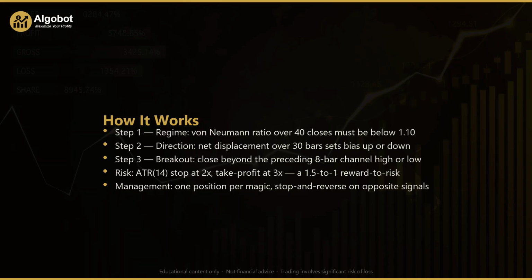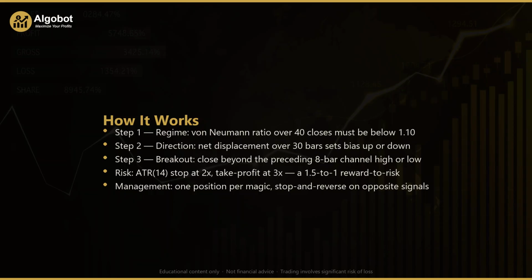The strategy computes the von Neumann ratio over the last 40 closes, which is the VnrPeriod setting. It sums the squared differences between each close and the one before it, then divides that by the sum of squared distances of each close from the window's average. If the result is invalid, or if it sits at or above the persistence threshold of 1.10, the strategy stops right there and does nothing. Only a ratio below that threshold, signaling a smooth, persistent path, opens the door.